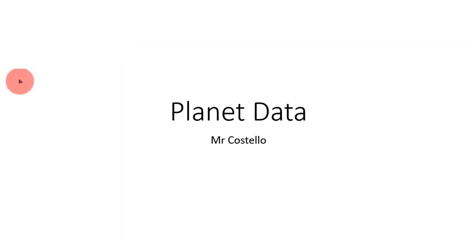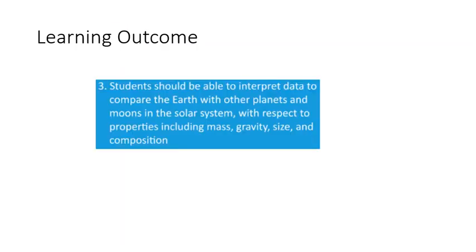So, planet data. By the end of the lesson, students should be able to interpret data to compare the Earth with other planets and moons in the solar system with respect to properties including mass, gravity, size and composition. So it's really about being able to look at this information and draw different conclusions from that. So let's have a look.